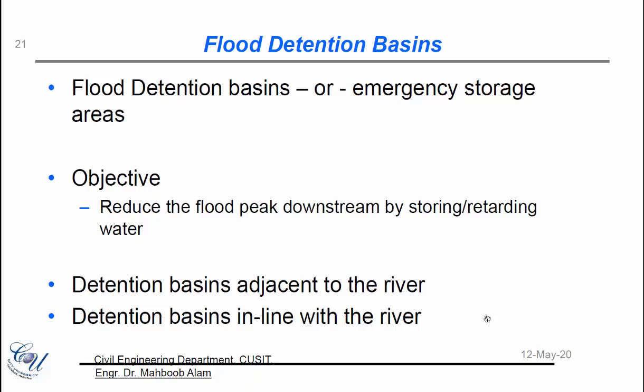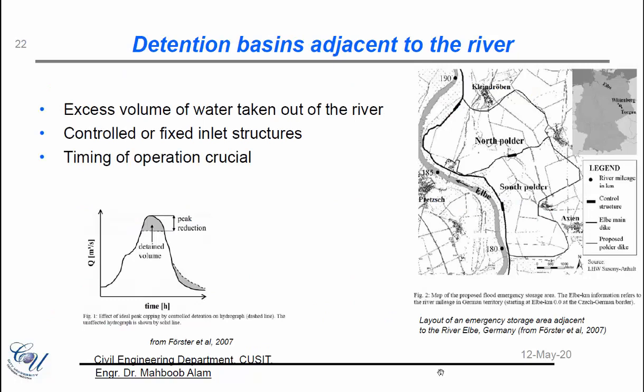The main objective is basically to reduce the flood peak. You see, a flood peak, or let's say the peak of the hydrograph, would be reduced by these kinds of flood detention structures. These detention basins can be adjacent to the river, or they can be in line with the river, and we'll see certain examples. The detention basins which are adjacent to the river are basically structures that take a certain amount of water from the river, store it for a certain period of time, and then we release it back to the river after some time when the hydrograph has subsided.